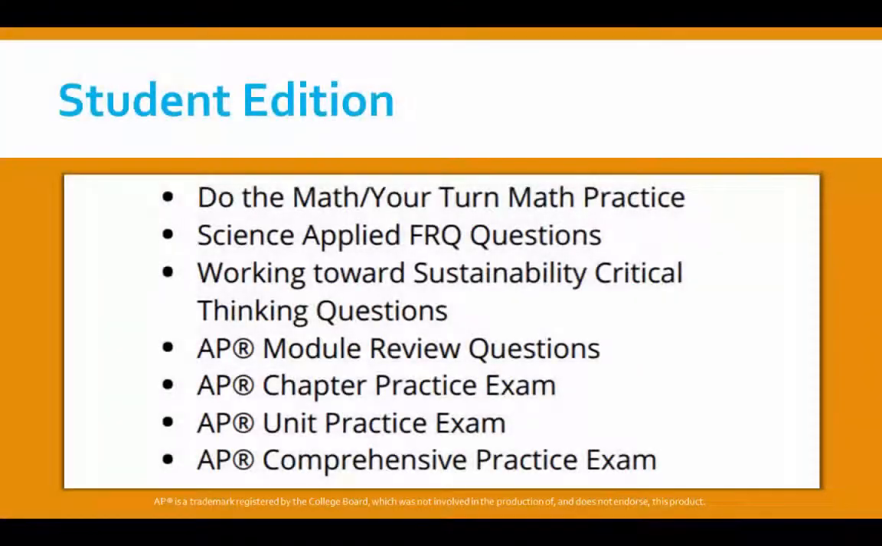The student edition of the text includes the following features: Do the Math and Your Turn Math Practice, Science Applied FRQ questions, Working Towards Sustainability Critical Thinking questions, AP Module Review questions, AP Chapter Practice Exam, AP Unit Practice Exam, and AP Comprehensive Practice Exam.